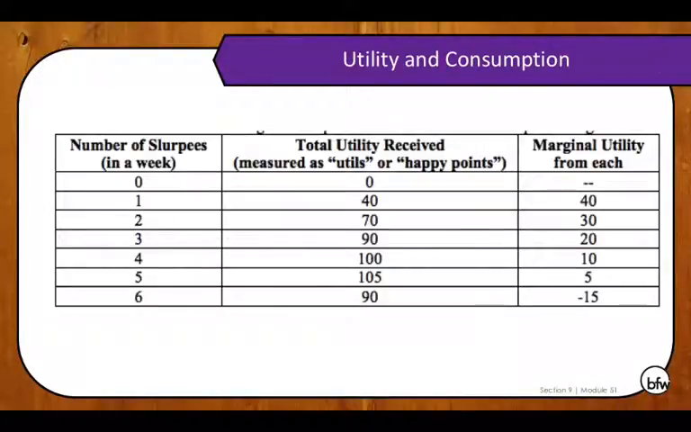So how many Slurpees should this person buy in a week? 5. The 6th Slurpee has negative marginal utility, which means consumption of it will actually decrease total happiness. So even though marginal utility is smaller and smaller as Slurpee consumption rises from 1 to 5, as long as the marginal utility is greater than or equal to 0, the consumer will choose to consume it.